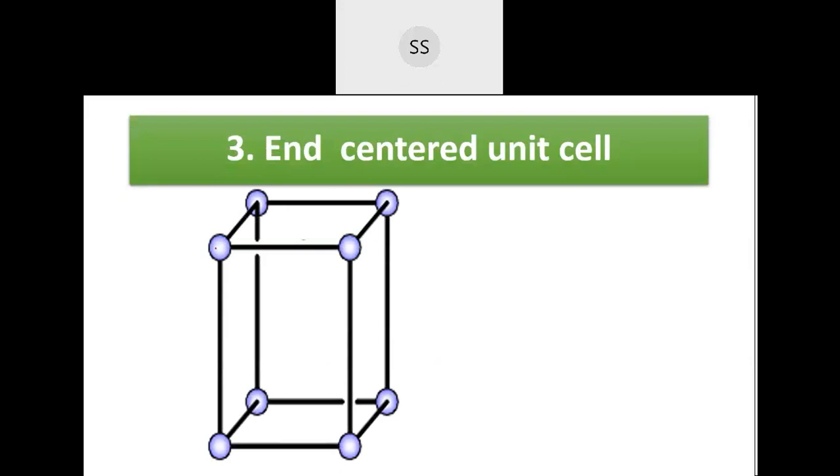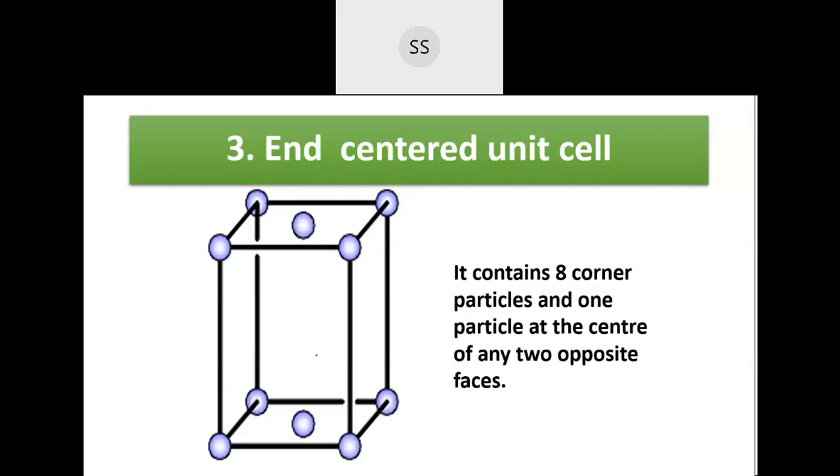And then the last one we are having is end-centered. End-centered is you are having 8 corner particles and 2 particles are present at the opposite sides. End-centered means opposite ends they will be present. One at the top and one will be at the bottom. So they contain 8 corner particles and 1 particle at the center of 2 opposite faces. So these are altogether the 3 classes.